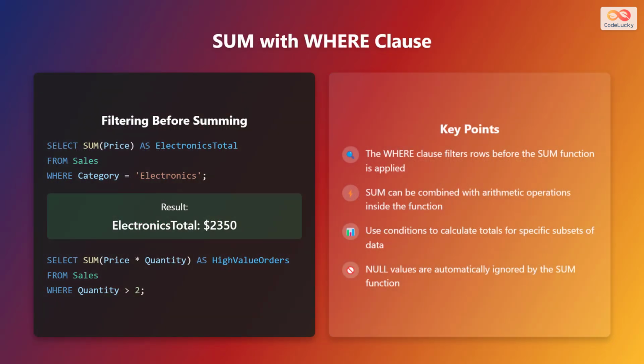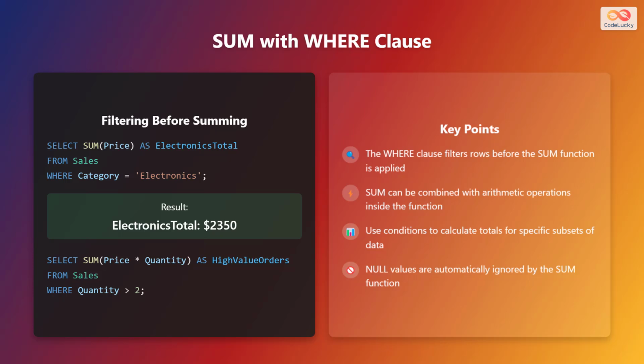Here's how to use the SUM function with the WHERE clause. We can filter rows before applying the SUM function. SUM can be combined with arithmetic operations inside the function. Use conditions to calculate totals for specific subsets of data. Null values are automatically ignored by the SUM function.